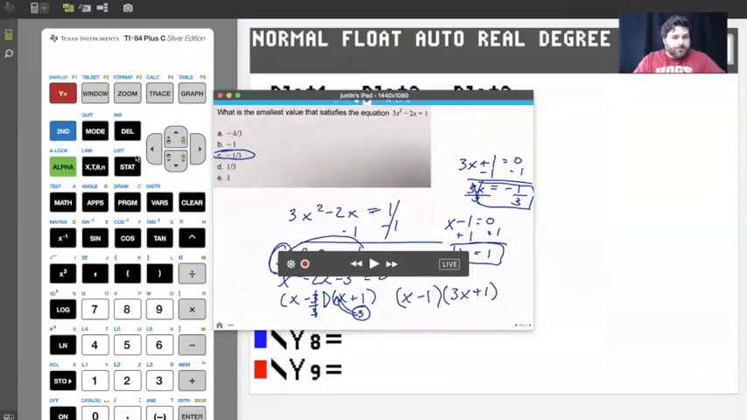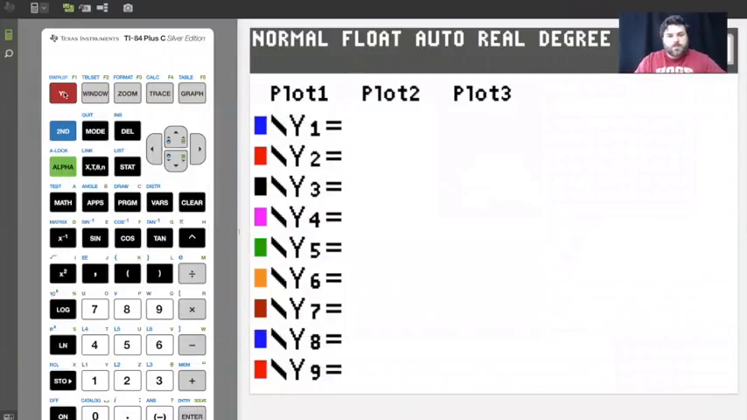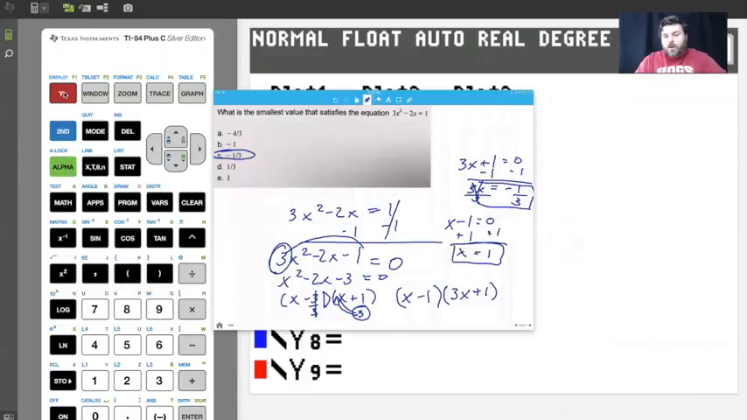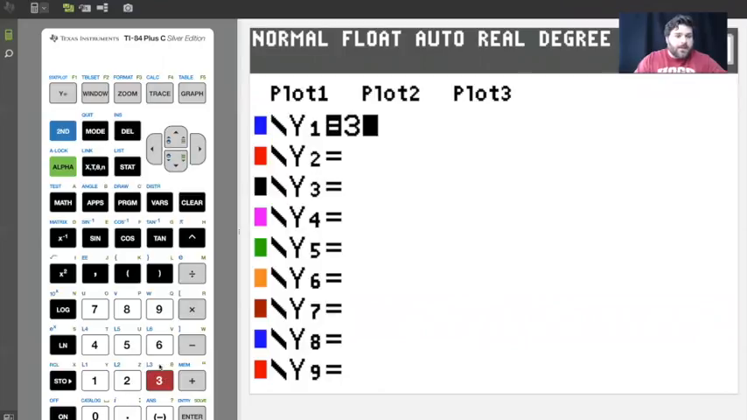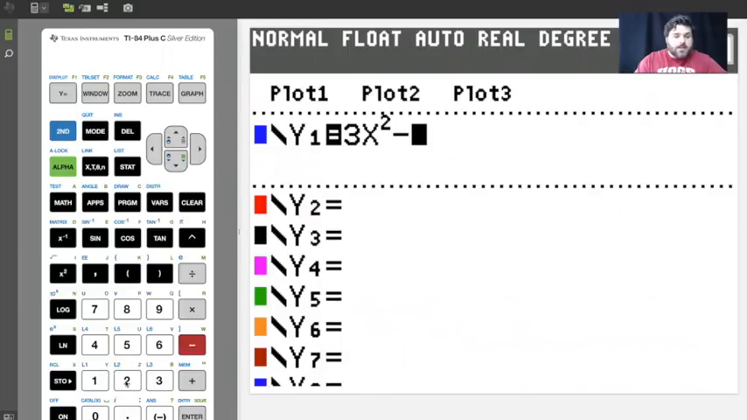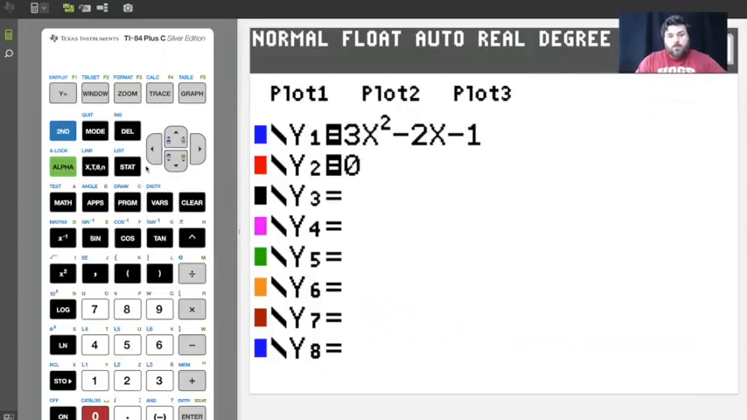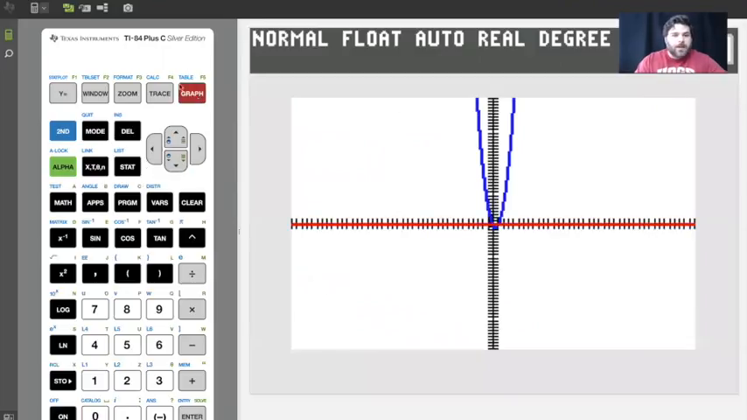Now remember, we could totally solve this with our graphing calculator. So if I look back to here, right here where I have everything over equal to 0, I can graph the left side and the right side here if I want. Okay, so I'm going to graph the left side, 3x squared minus 2x minus 1. Okay, then I graph the right side, which is 0. Then when I hit graph, I've got my left side, my right side.